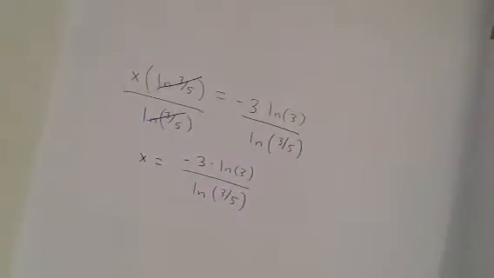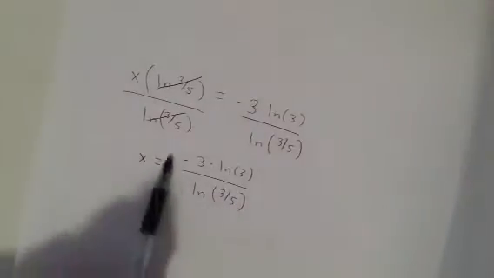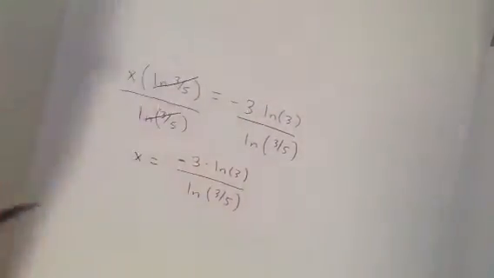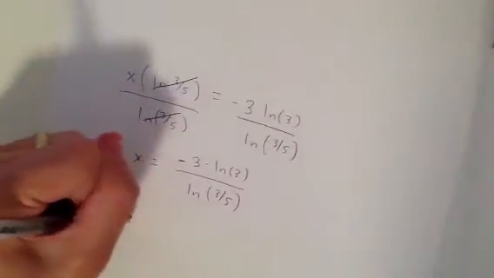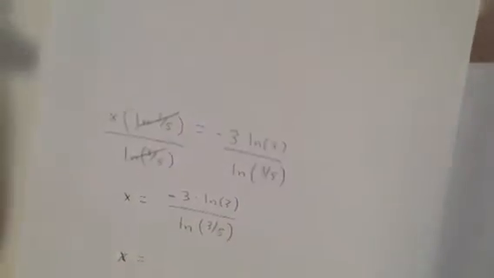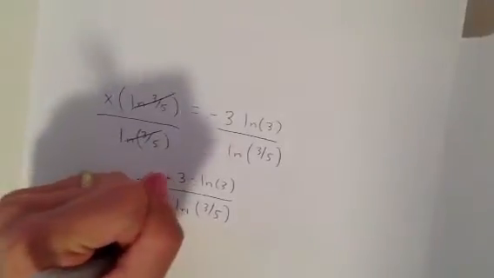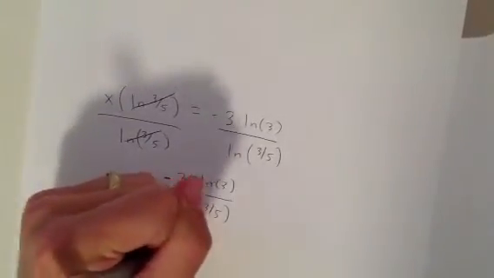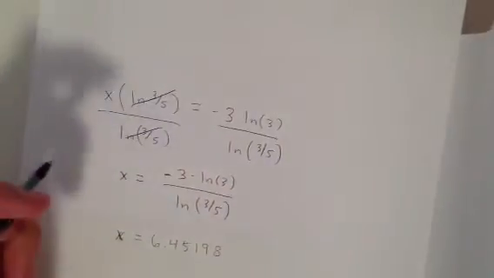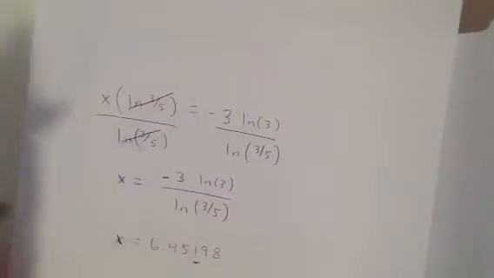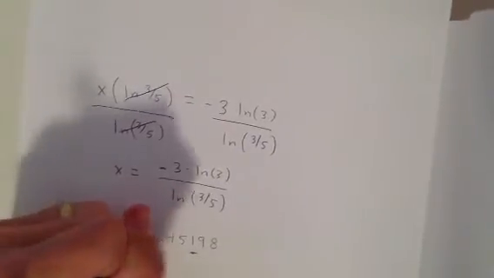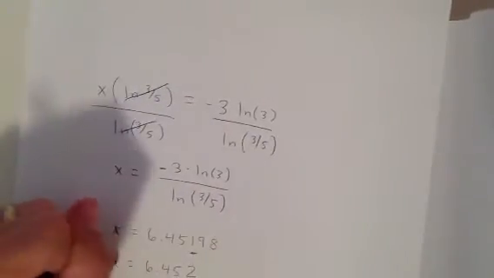It looks like in your question, they are asking you to type an integer or a decimal rounded to the nearest thousandth. So if you have a scientific calculator, you can simply plug this value into your calculator, don't forget the negative, and it should give you an answer of x equals 6.45198. So if you're rounding to the nearest thousandth, that is this digit. So we're going to get 6.452 should be your answer.